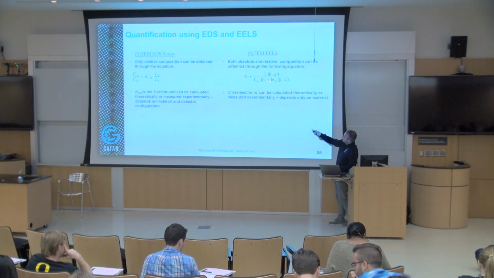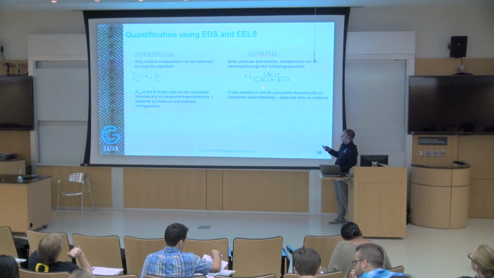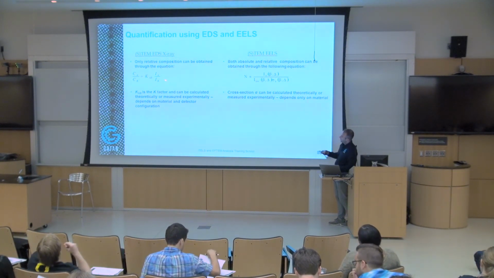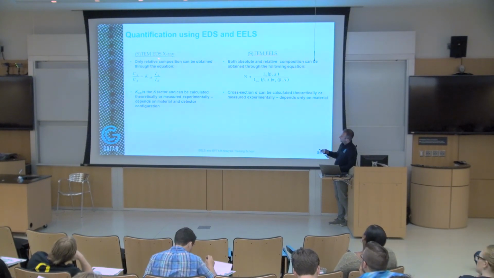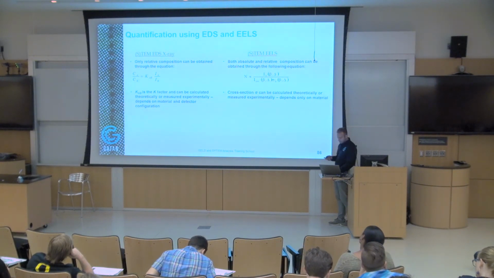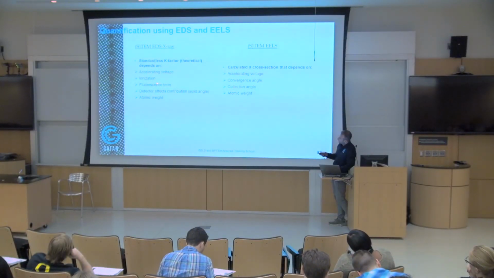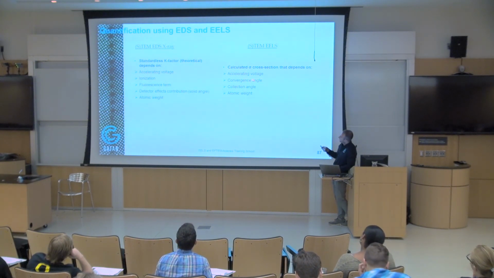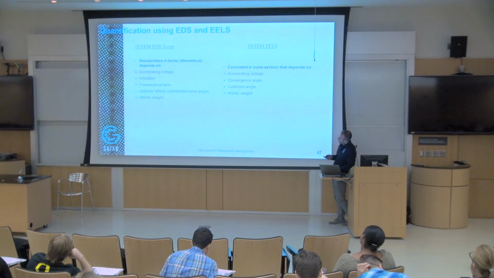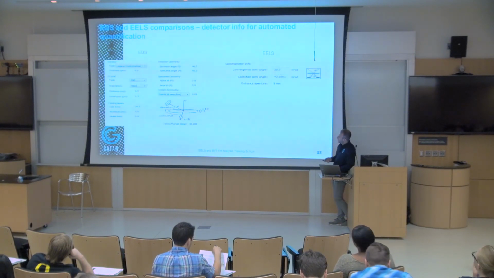And we already looked at quantification using EELS. But if you compare these two, actually there's 1 term in each equation that is theoretically calculated. We've got the k-factor in the case of EDS. We've got the cross-section in the case of EELS. In the case of EDS, the k-factor will depend on the accelerating voltage, ionization and fluorescence term, detector contribution, which is the solid angle, and the atomic weight. In the case of EELS, the cross-section depends on accelerating voltage, convergence angle, collection angle, and atomic weight. This is just to compare the factors that contribute.